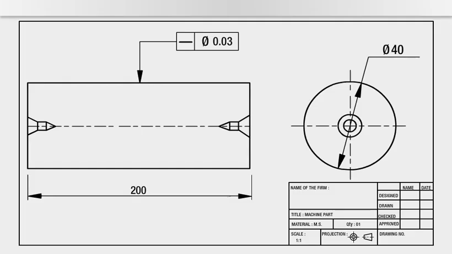Straightness. It is a condition of workpiece where one line of surface must lie in a straight line. Now, refer drawing to read straightness. It is represented by this symbol. In the drawing, straightness tolerance limit is 0.03 mm.